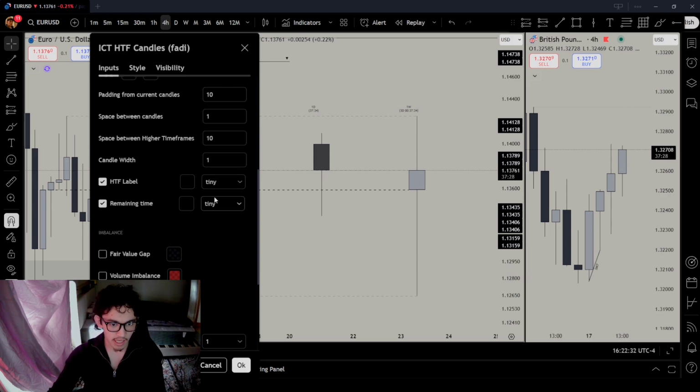High time frame label is tiny. You can see it's tiny. So if it's big, it messes up your screen, right?